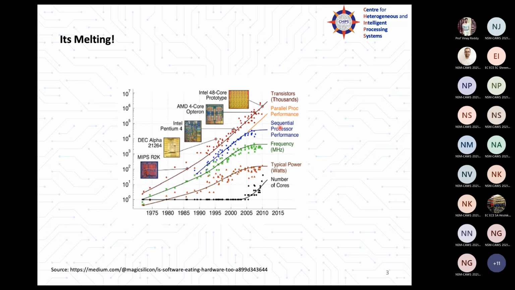So we are not able to scale performance in terms of frequency as the density of the transistors increases. What does it mean? It translates to performance where it is flattening. What we would have expected is this orange line, where if we double the number of transistors, our performance should double. But that is no longer happening.